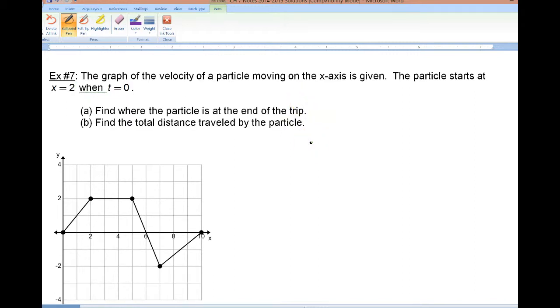Okay. Graph of the velocity is given. So the particle starts at x equals 2 when t equals 0. That means that's the initial position. What this means here is s of 0 equals 2. Or you can say x of 0, whatever you want to call your position.